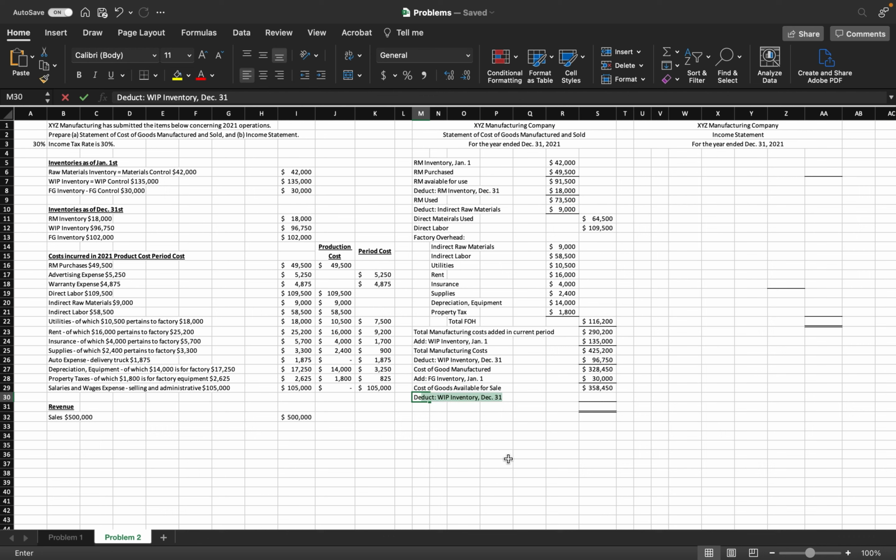Now from here we need to deduct the finished goods inventory at the end of the year, because this material wasn't sold. Since we didn't sell it, it can't be considered cost of goods sold. It's just part of our inventory. It shows up on our balance sheet. Okay. Do that math.